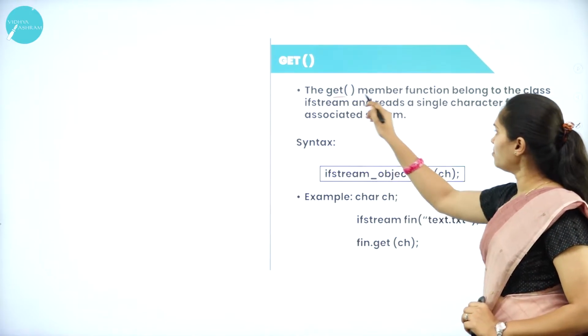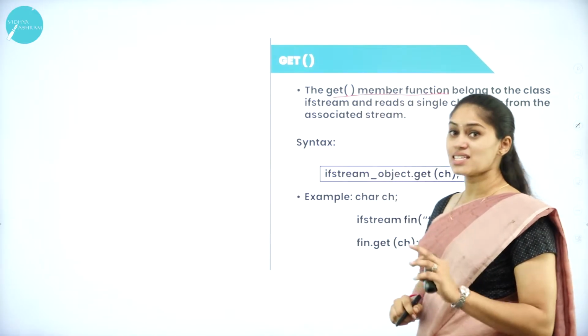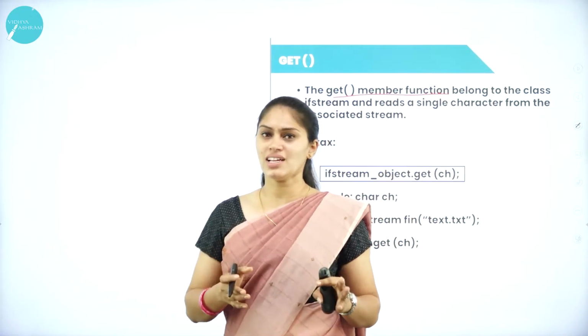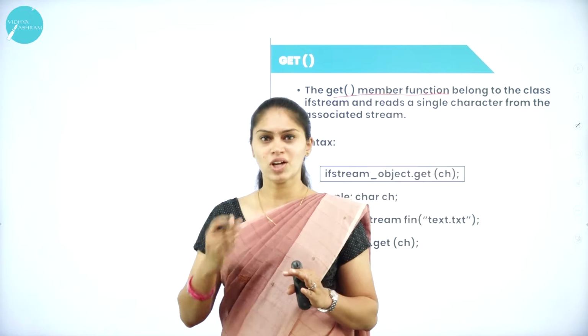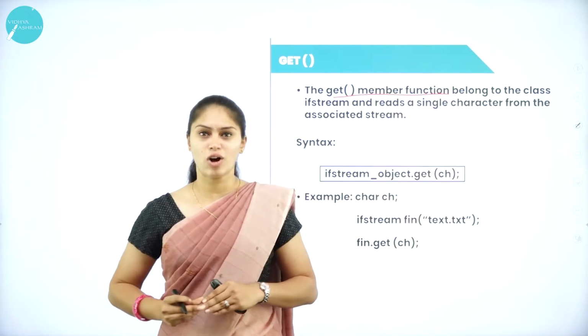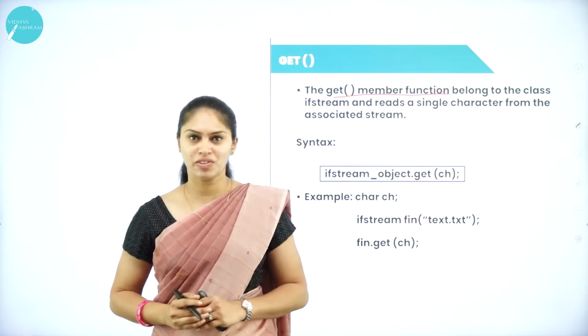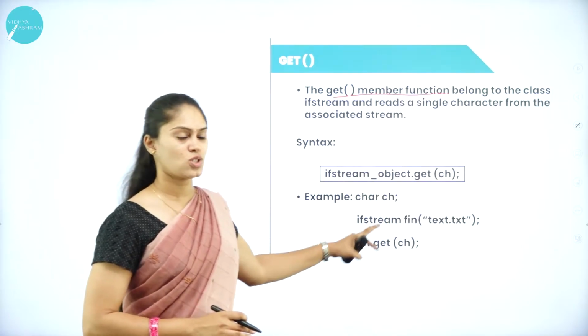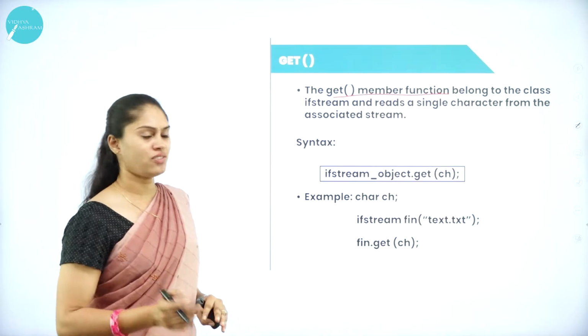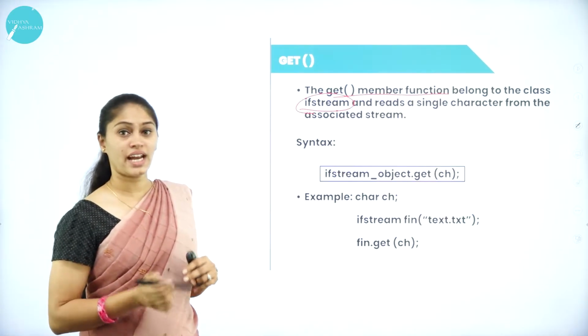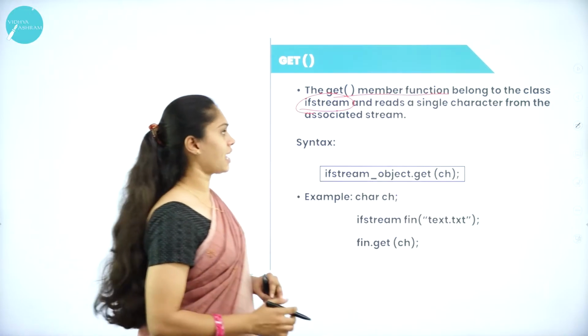So what is this get member function going to do? It belongs to the class ifstream. Why is it ifstream? Can any one of you guess? Because I am performing an input file operation. If it is an input file operation, then it must belong to which stream? That is ifstream. And what will it do? It will read a single character.